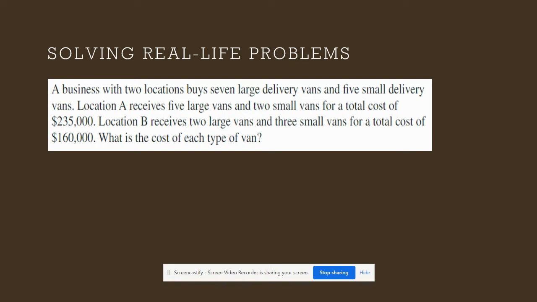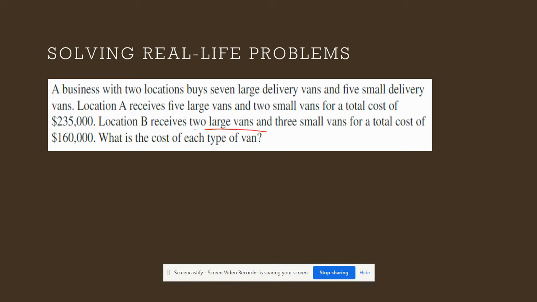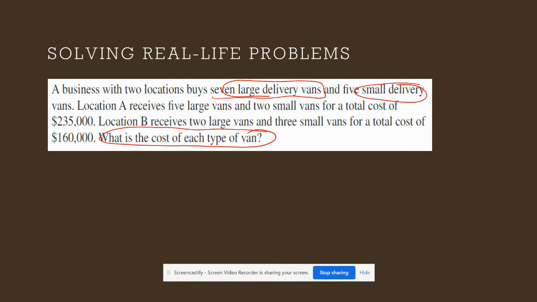All right, real world problems. This is our super favorite. I'm going to start with looking for the question, and the question is the cost of each type of van. Well, we have large delivery vans and small delivery vans. So that sounds like it's going to be our variables. Remember, you can pick any letters you want. For this first one, I'll just stick with X and Y.